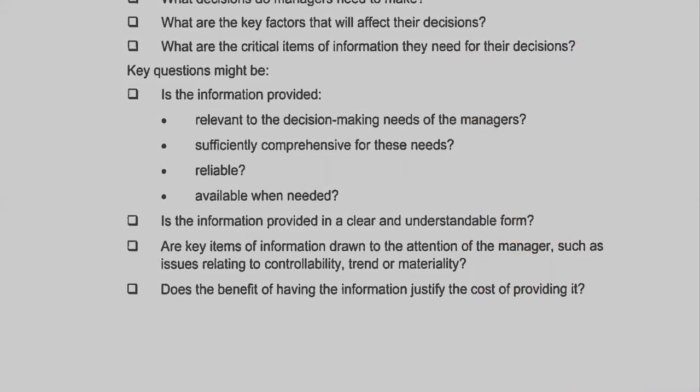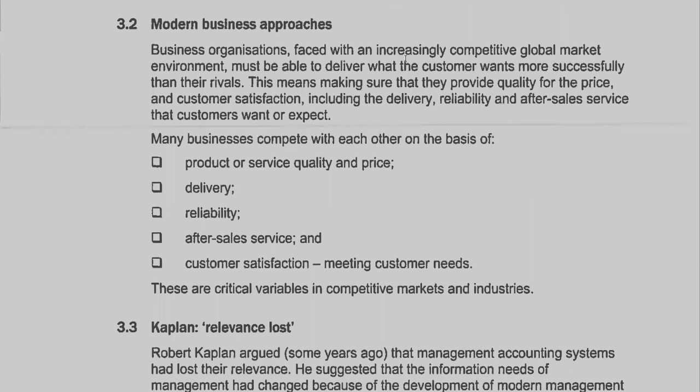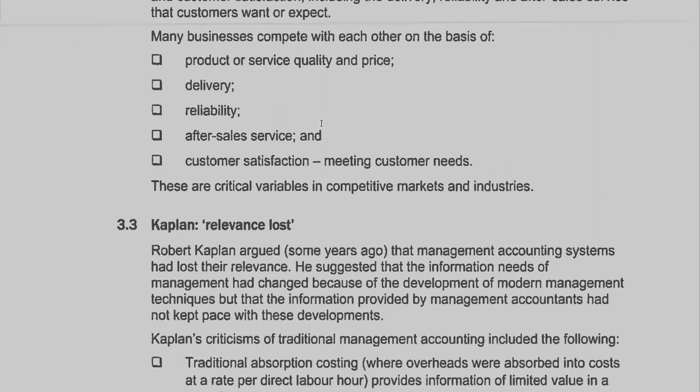So we move now to modern business approaches. Business organizations faced with an increasingly competitive global market environment must be able to deliver what the customer wants more successfully than their competitors or rivals. This means making sure that they provide quality for the price and customer satisfaction, including the delivery, reliability, and after-sales service that customers want or expect. Many businesses compete with each other on the basis of product or service quality and price, delivery, reliability, after-sales service, and customer satisfaction, that is, meeting customer needs.